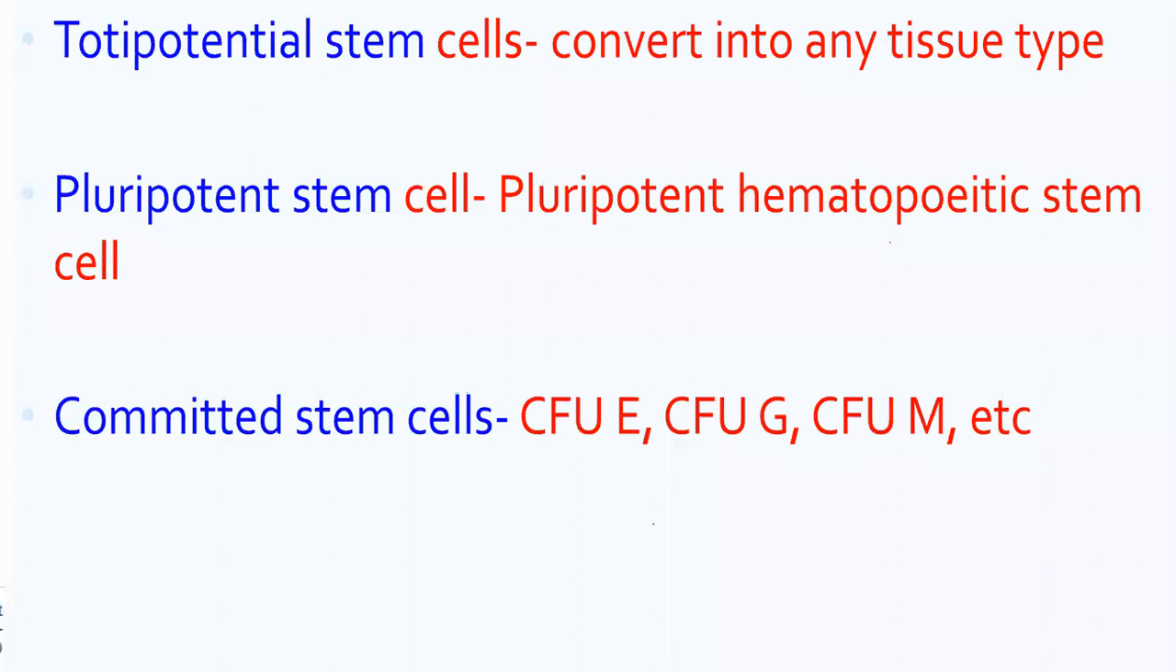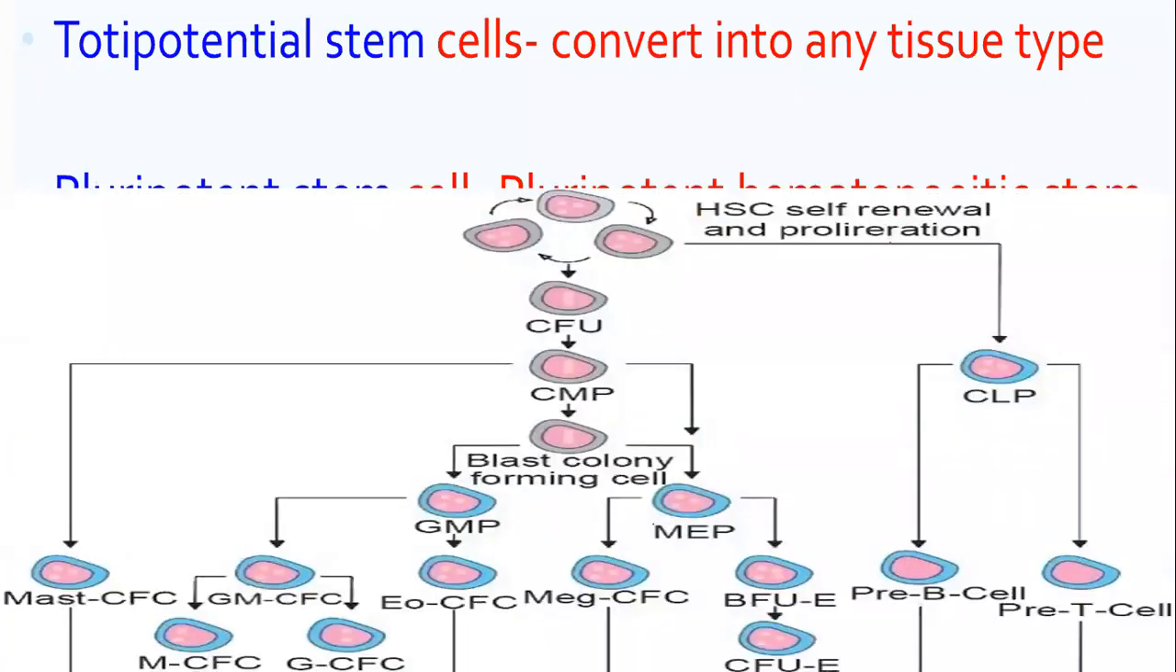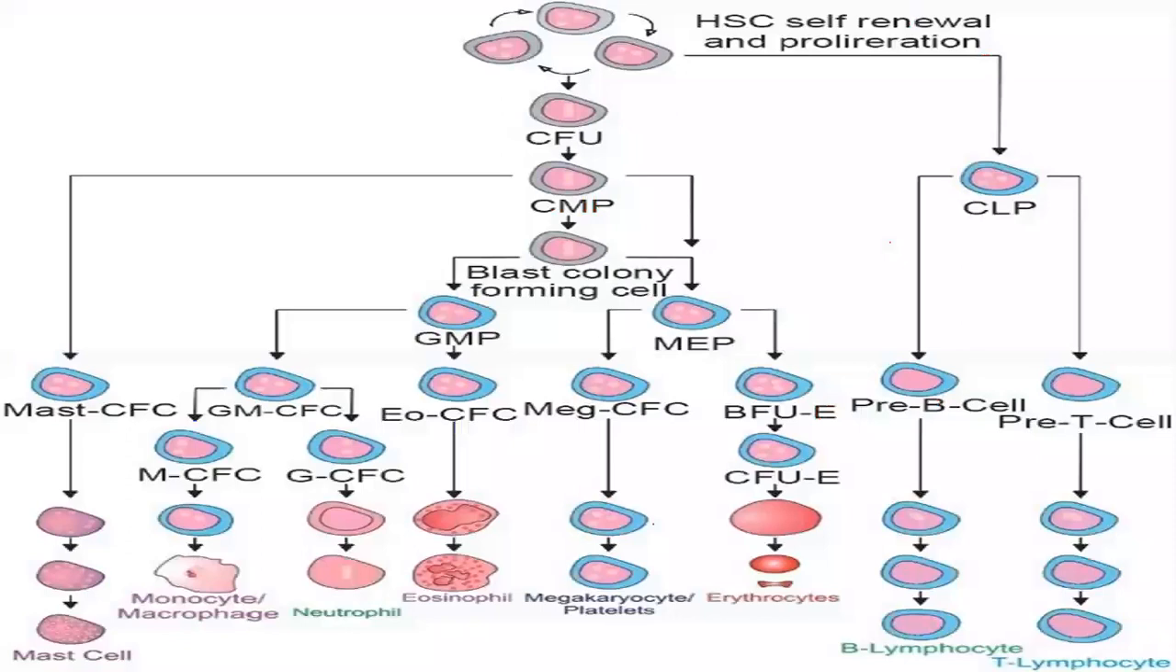If they are going to the pathway of becoming red blood cells, then you are looking at colony-forming unit erythrocytes. If you are talking of granulocytes, then you're talking of colony-forming unit granulocytes. If the pathway is leading to macrophages or monocytes, then you're looking at colony-forming unit macrophage or monocytes. Then you also have dendritic cells that we didn't discuss there.